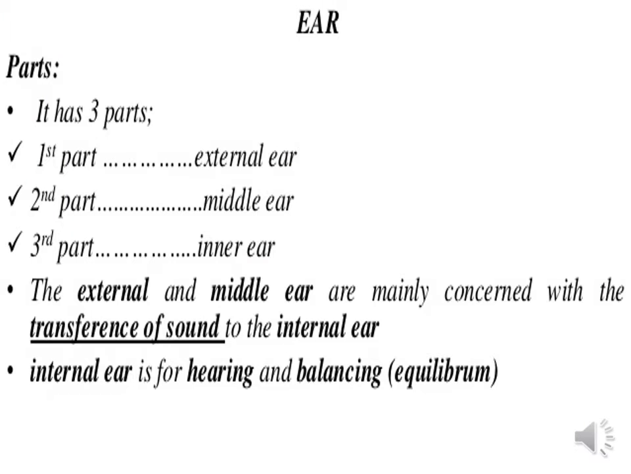The ear is divided into three parts. The first part, external ear; second part, middle ear; third part, inner ear. The external and middle ear are mainly concerned with the transmission of sound to the internal ear. The internal ear is for hearing and balance, equilibrium. That means the balance of the body is concentrated within the inner ear, which also changes sound impulses into electrical impulses.